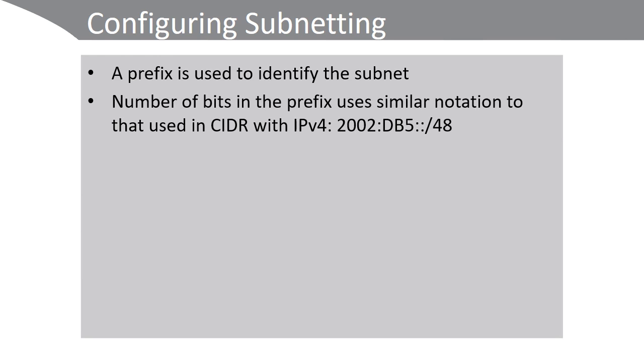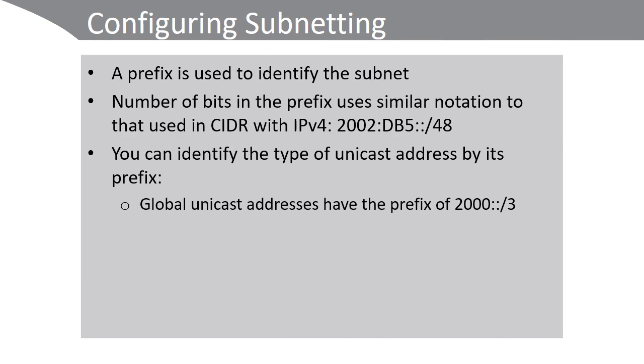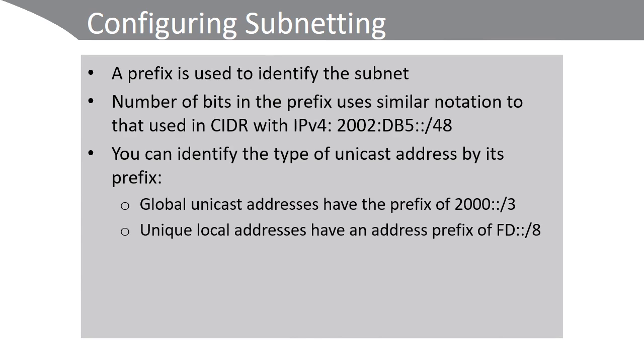Similarly, in IP6, we can use the same system. So the number of bits in the prefix uses a similar notation to classless interdomain routing that we see in IP4. So here we have 2002:db5::/48, telling us that the first 48 bits of the address represent the network and subnetwork. You can identify the type of unicast address by its prefix. So a global unicast address has the prefix of 2000::/3. A unique local address has an address prefix of FD00::/8. And link local addresses have a prefix of FE80::/64.